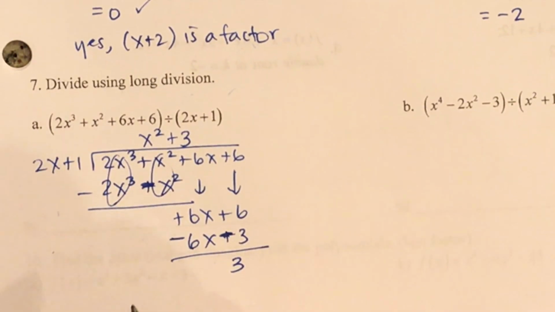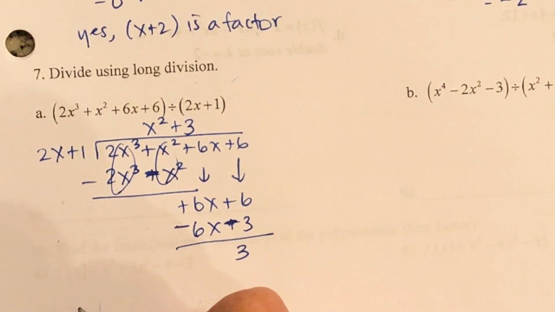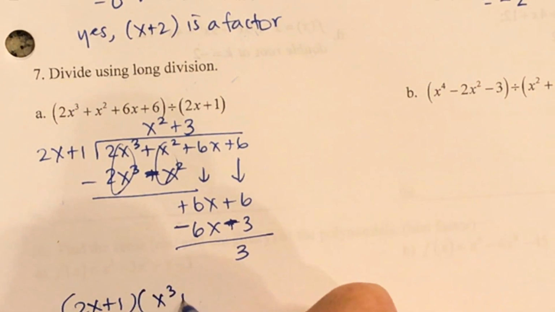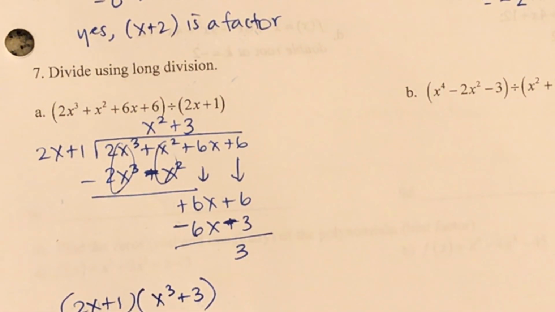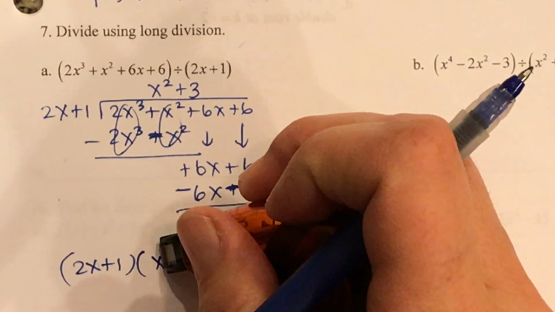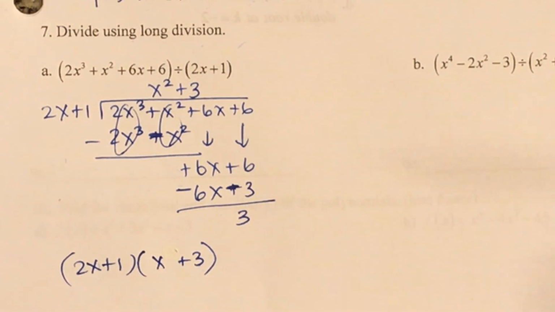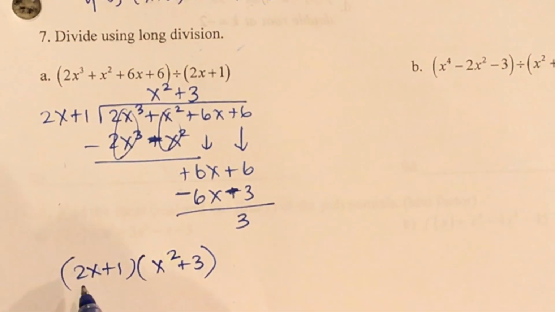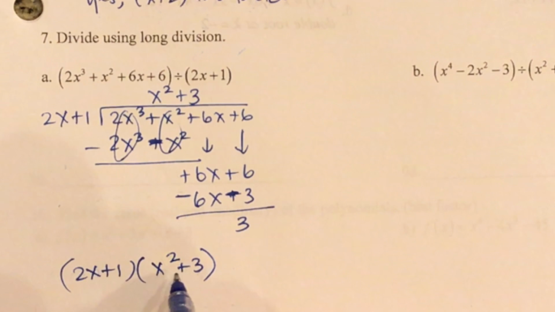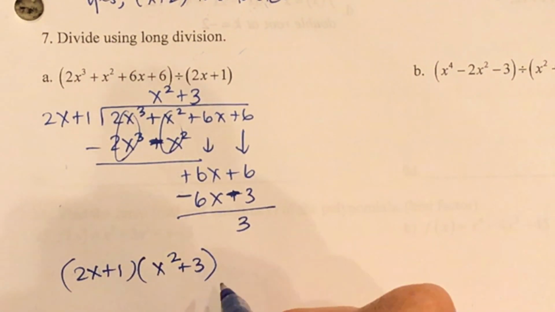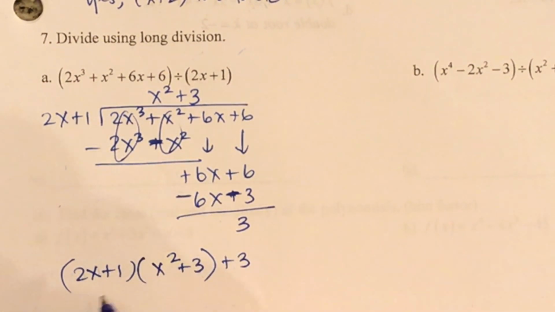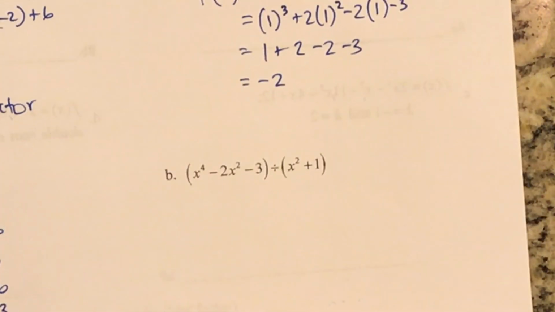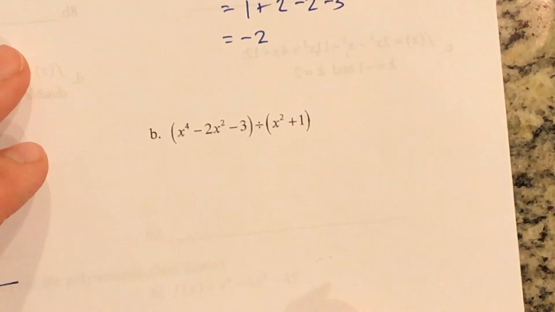Okay, and so I was just supposed to divide. So 2x plus 1 times x cubed plus 3. Oh, not cubed. Cute little 2 right here. So 2x plus 1, x squared plus 3. That would not get me what I need. I would need to add 3 to get what I want. Okay. And then here we go.